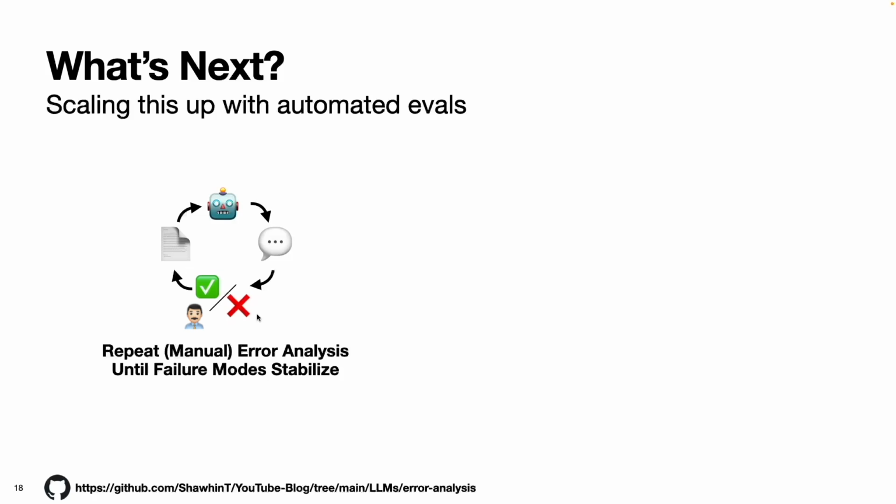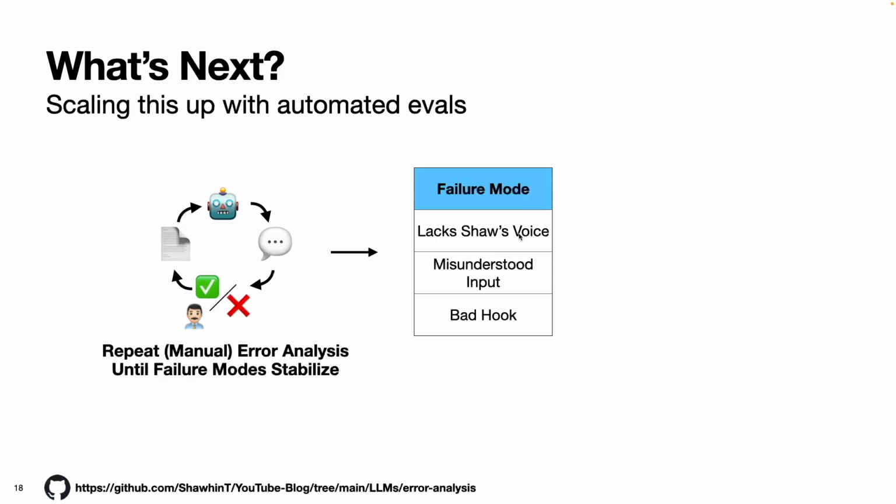However, we can automate this evaluation process. And so after doing this manually a few times, these failure modes should stabilize. So basically, I shouldn't be learning anything new about the system. The different failure subtypes should stabilize into, let's say, these 3. It lacks my voice, maybe it misunderstood the input, and then maybe still the hook is bad because it's hard to write a good hook.